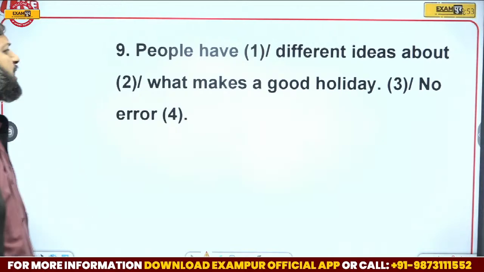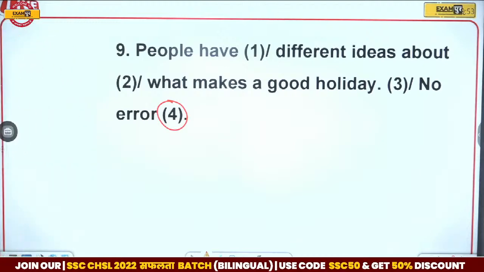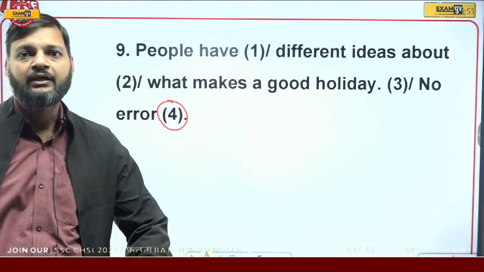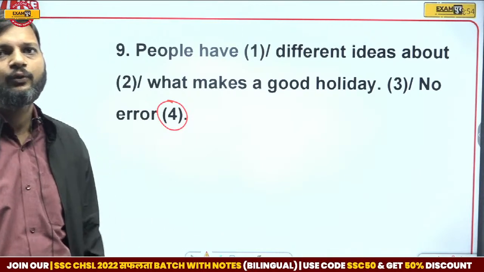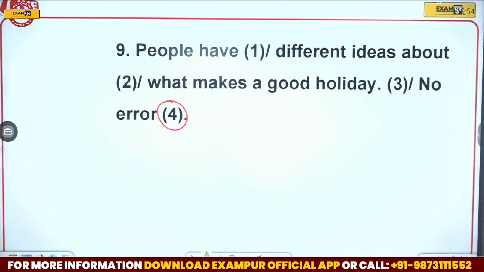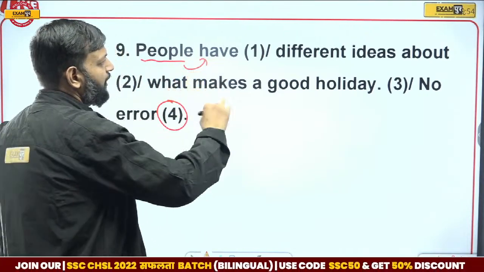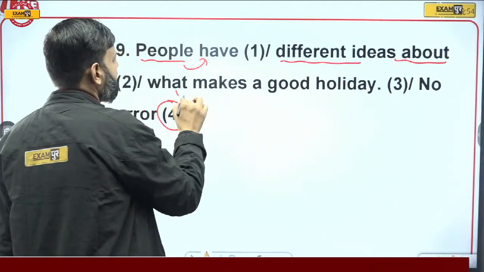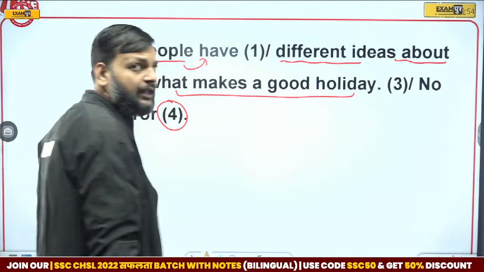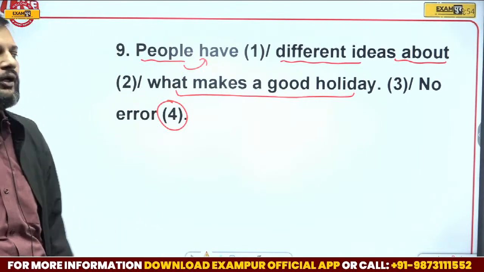See, there is no error in this sentence. People have different ideas about what makes a good holiday. There is absolutely no error in this sentence. People is plural followed by have. Different ideas. Now, about is followed by an object. So this is an object clause, which is also called a noun clause. So this sentence has no error. This is absolutely correct.